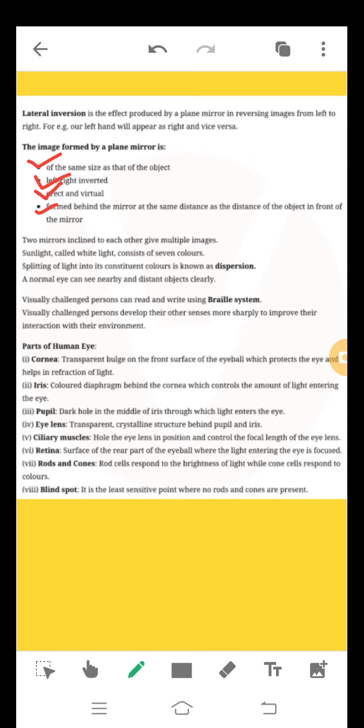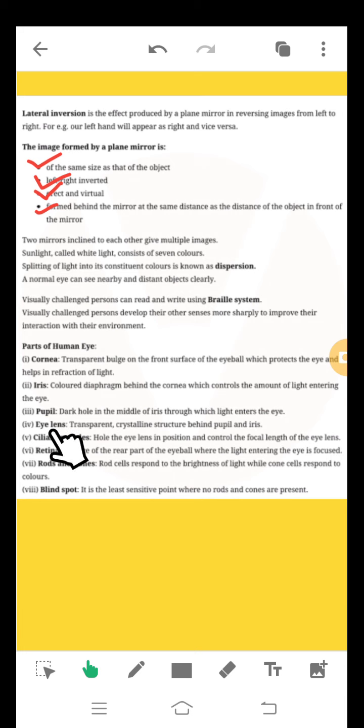Now, here is a list of parts of the human eye. First is cornea, which is a transparent bulge on the front surface of the eyeball which protects the eye and helps in refraction of light. Second is iris, which is the colored diaphragm behind the cornea controlling the amount of light entering the eye. Third is pupil, the dark hole in the middle of the iris through which light enters the eye.